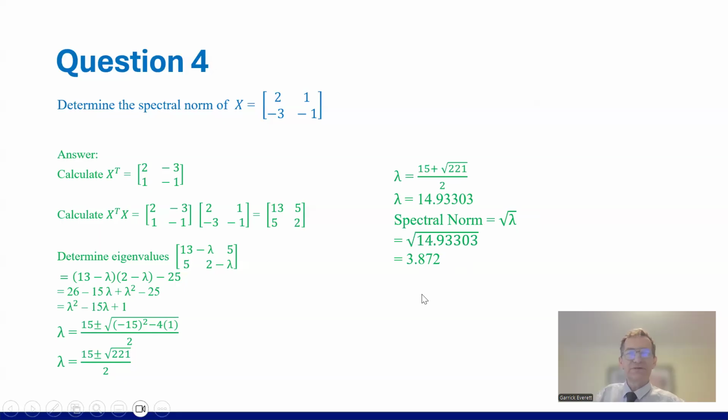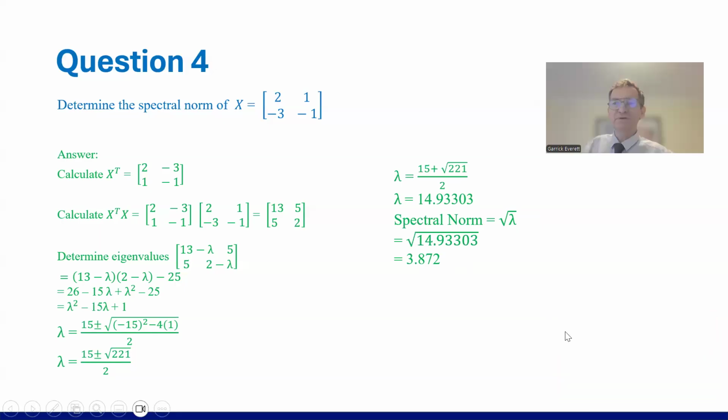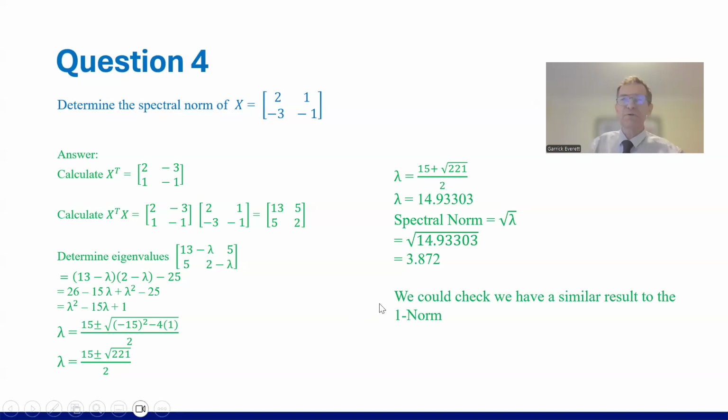So now what I've done, I've just done a little bit extra. I could check it using a similar result to the one norm. And the one norm, which you probably remember, not sure if you do, is really just the absolute values going across. So 2 plus 1 is 3, 3 plus 1 is 4. So the biggest number of that is 4, and it's pretty close to that.